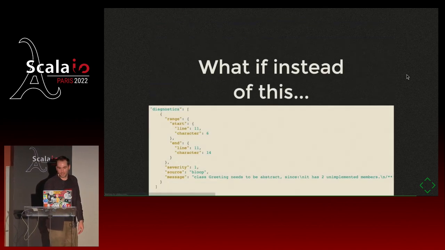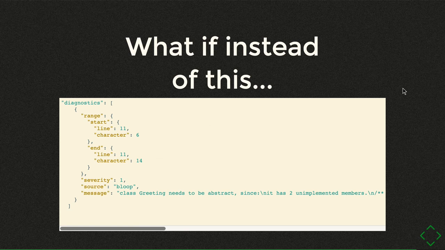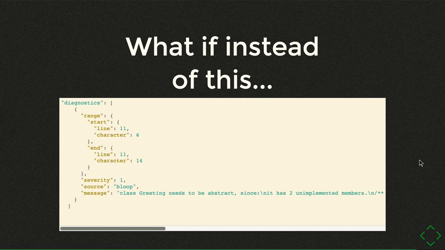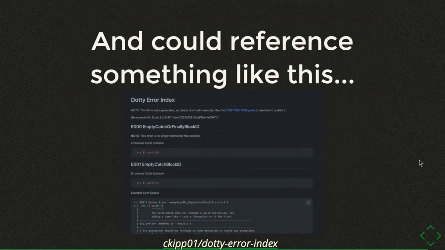But what if instead, and again, this is what that error looks like under the hood, you just have range, severity, error, source, it's coming from bloop, and then message. And this message has everything that we want in it, but again, it's just a giant string. But what if it instead looked like this, where you had an extra data field that has a range of where these stub implementations could go, then you have some new text that an editor or a tool could just click and it would be applied and automatically fix your code for you, basically.